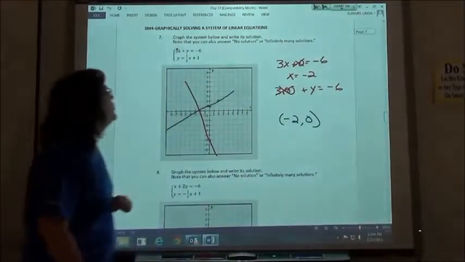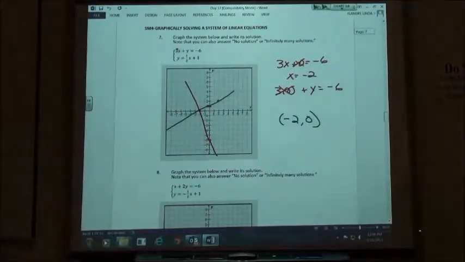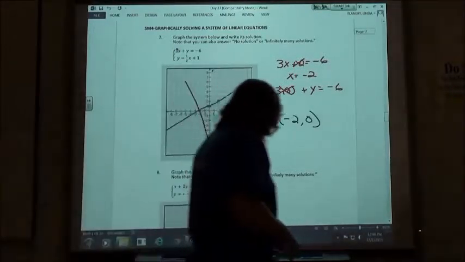And if I didn't draw very straight and I needed to check, I could plug them in and check. But Alex will make you draw straight, so you don't have to worry about having a crooked line like I have.